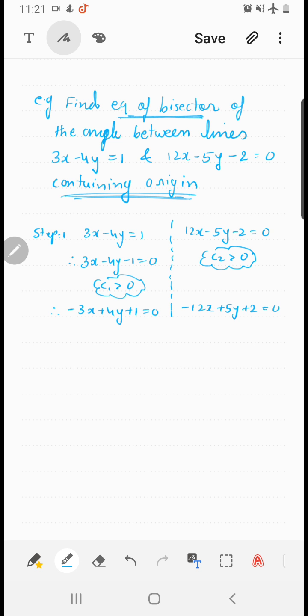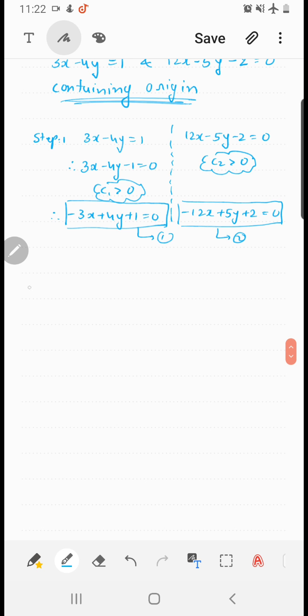Now please remember, while using the shortcut we are going to use these equations, so better highlight them. This is result number 1, result number 2. So what you did here is you made sure that the constant terms are positive. Now let's go to step number 2, where we are going to use the shortcut.